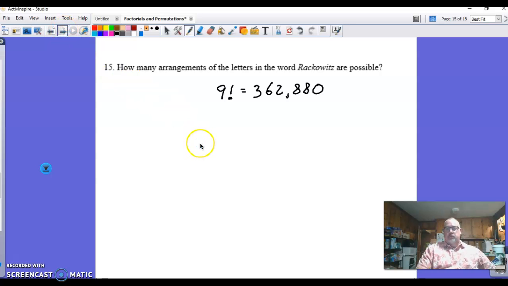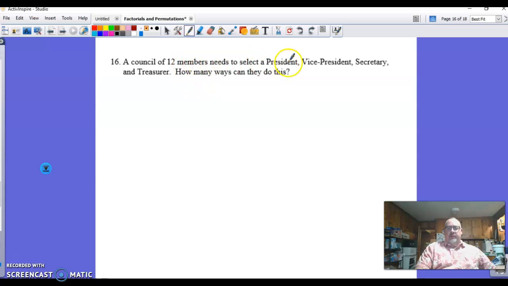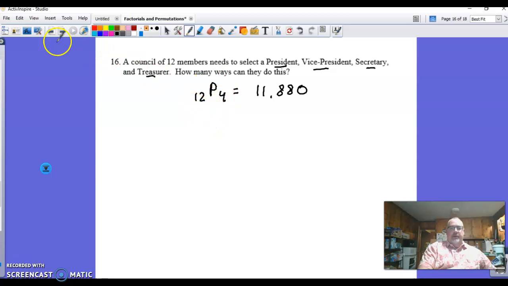Number 16. 12 members, and they need to select the president, vice president, secretary, treasurer. So they have 4 positions. Since they are all different, order matters because the first person will be president, and so forth. So this is 12P4 because you're putting them in positions in order, which would be 12, 11, 10, 9, which is 11,880. So if they have jobs that they're doing, that's going to be a permutation.